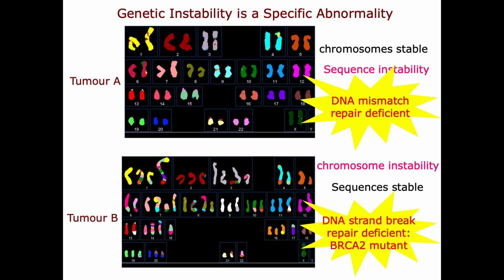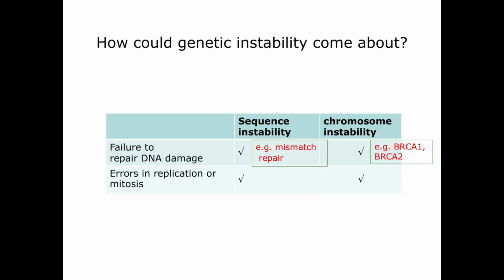The second of our tumours had a defect in DNA strand break repair, and in fact it had a mutation in the hereditary breast cancer gene BRCA2. Mutations in the other hereditary breast cancer gene BRCA1 would have given much the same effect.